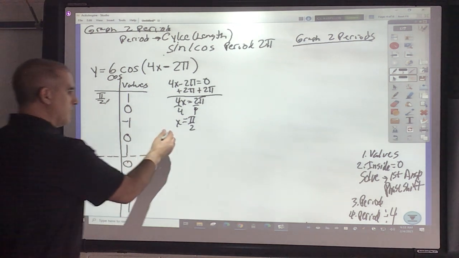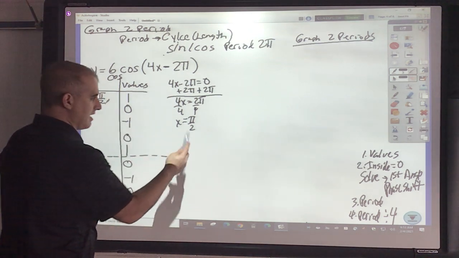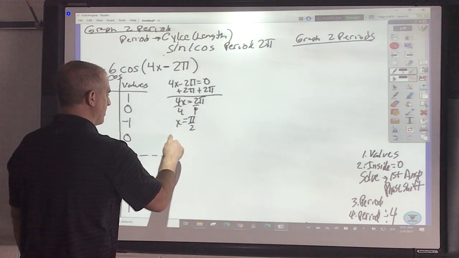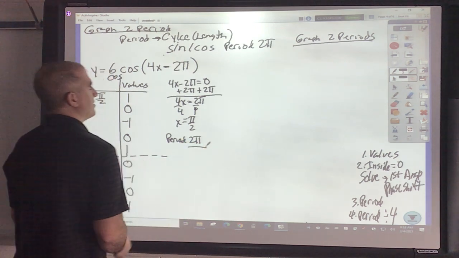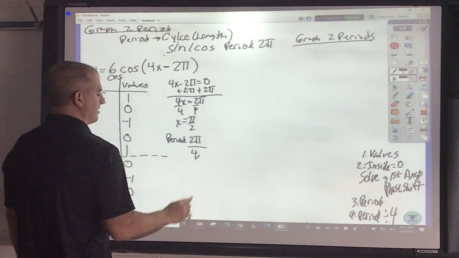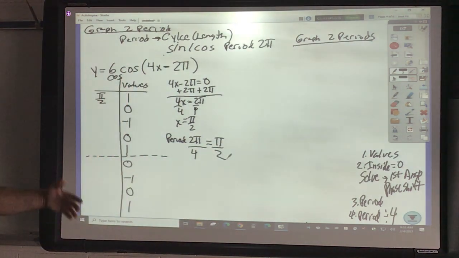Now, what I'm going to do is find the period. Okay, this is also my phase shift. All right, so I take the period, it's 2 pi, and I'm going to divide by the number that's in front of x. Number in front of x is 4. So that's going to be pi over 2. That's sort of a coincidence that we've gotten the same amount. So the period is pi over 2.